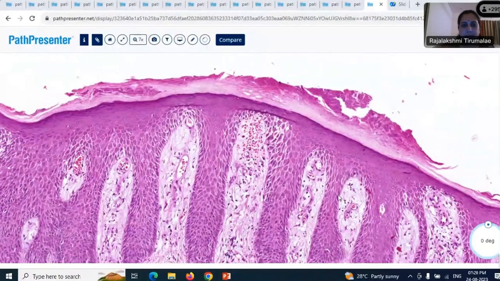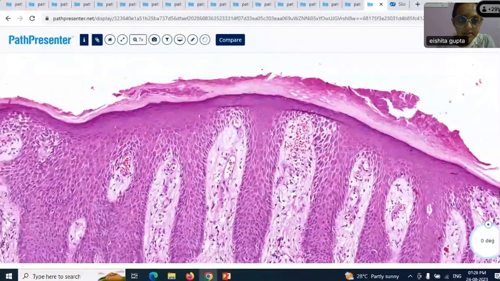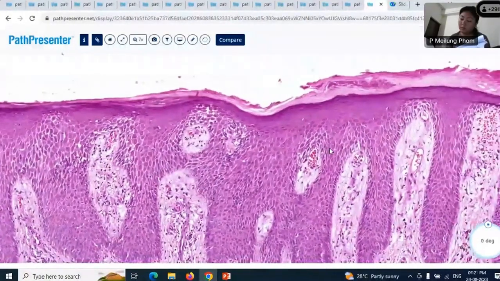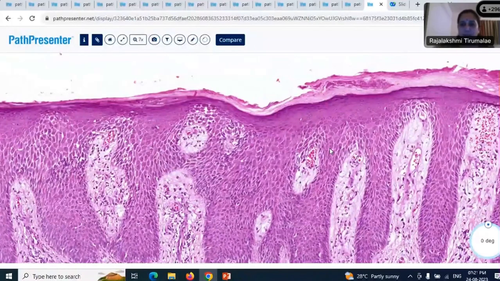With the hyperkeratosis. What is the pattern of the stratum corneum? We have to start with that. Start from the stratum corneum and then go downwards. What is the pattern of keratinization that you see?